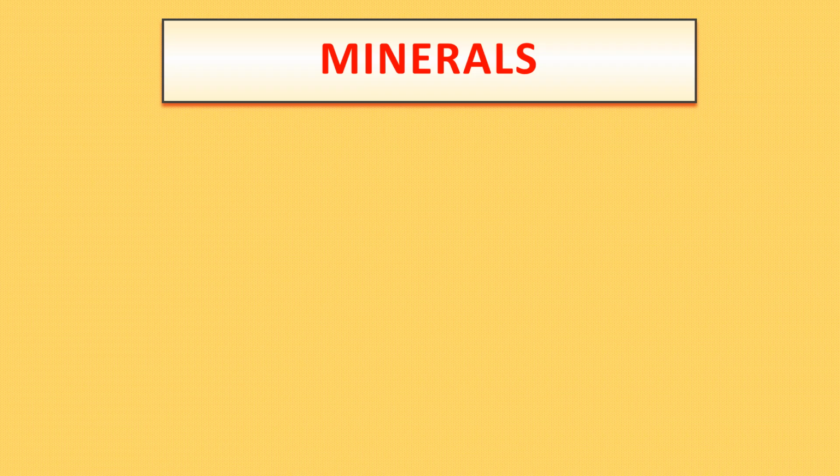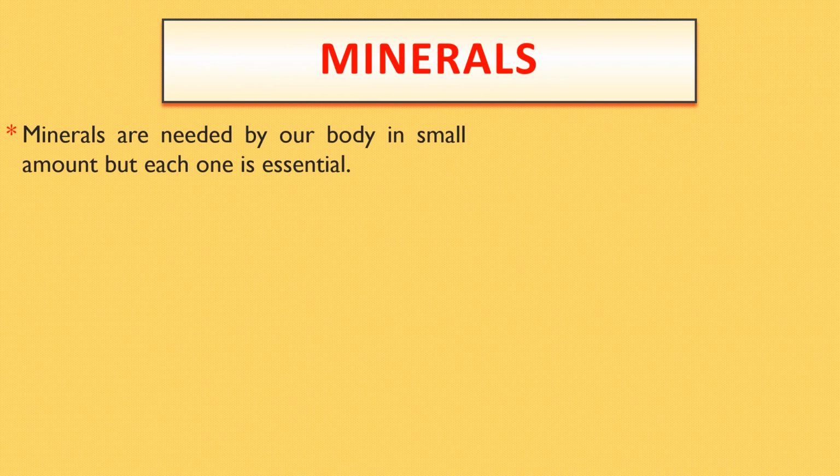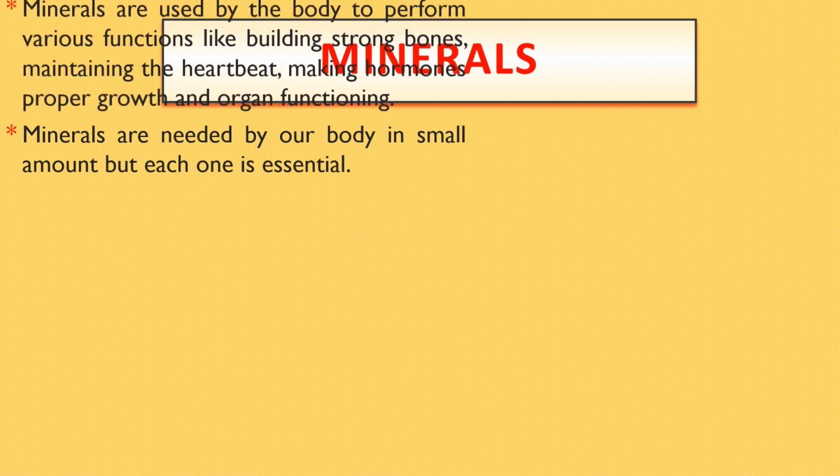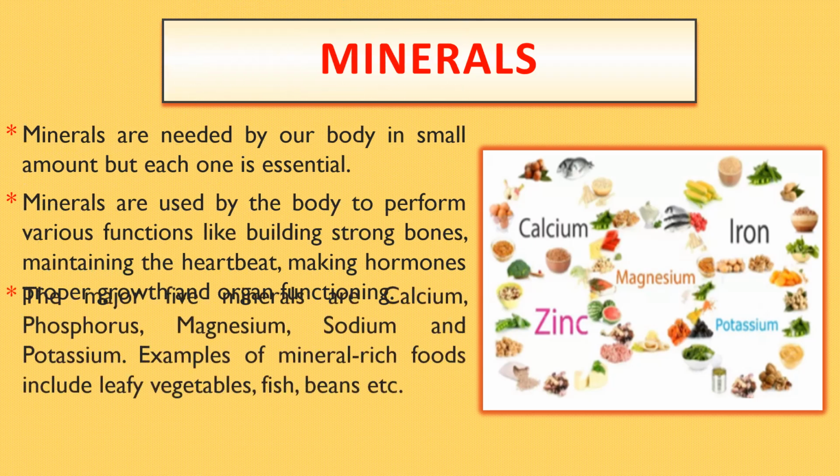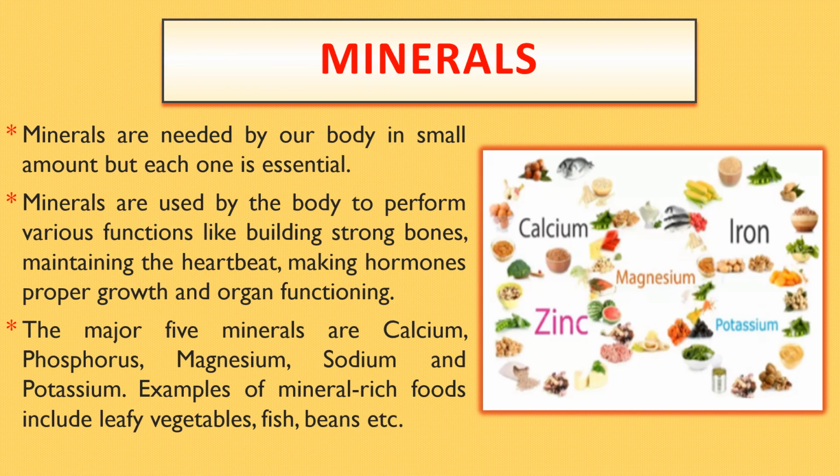Let's discuss the next nutrient, minerals. Minerals are needed by our body in very small amounts, but each one is very essential and each one has an important role for our body. Minerals are used by the body to perform various functions like building strong bones, maintaining the heartbeat, making hormones, proper growth and organ functioning. The major five minerals are calcium, phosphorus, magnesium, sodium, potassium. Examples of mineral rich foods include green leafy vegetables, fish, beans, etc.